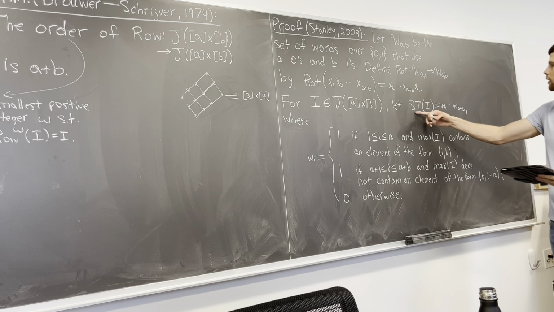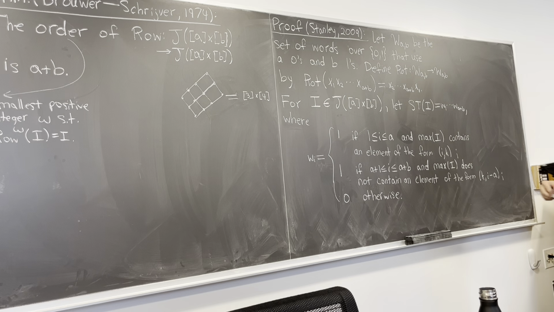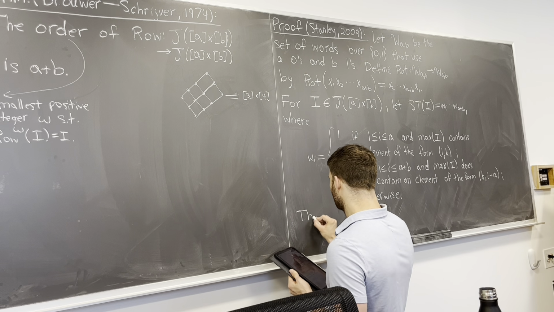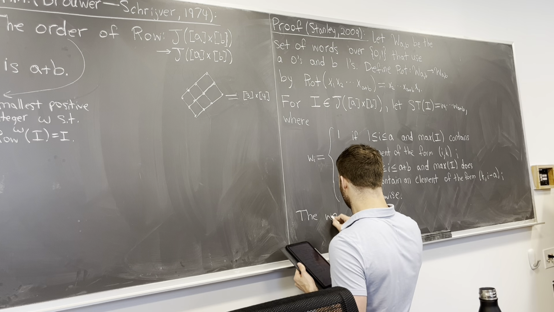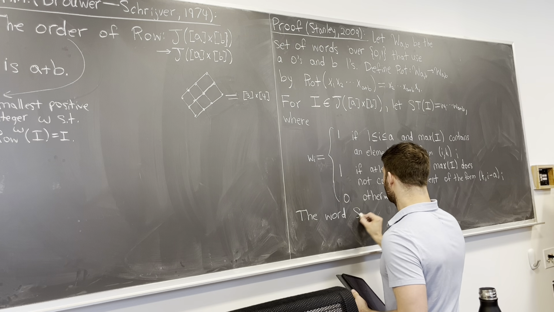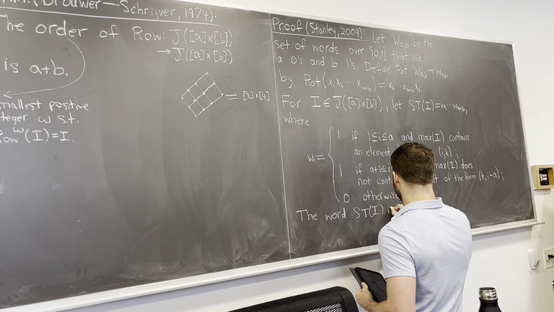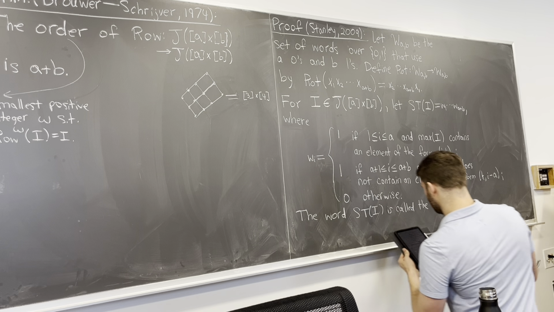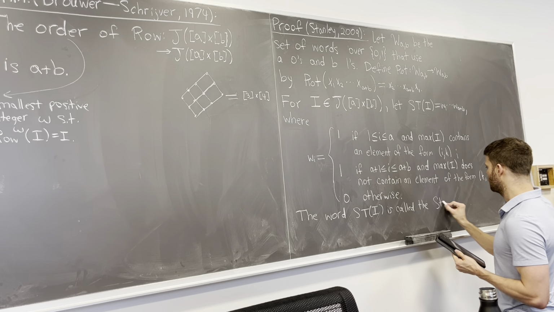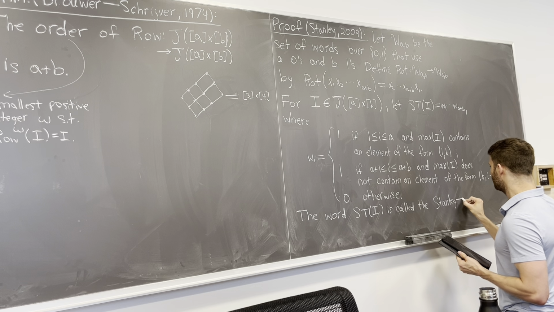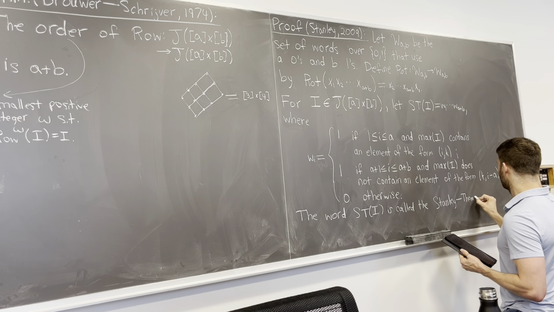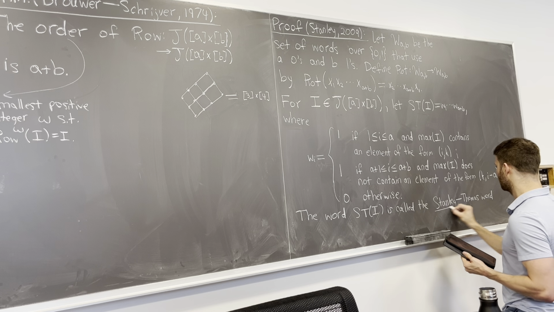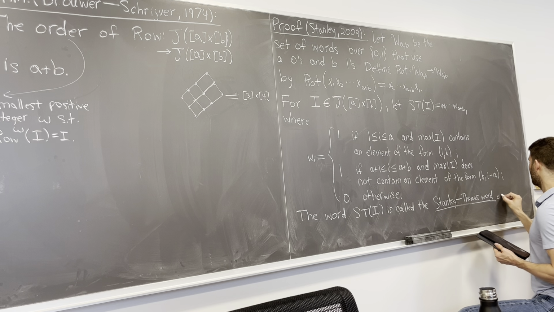Then this word, ST of I, is called the Stanley-Thomas word of I.